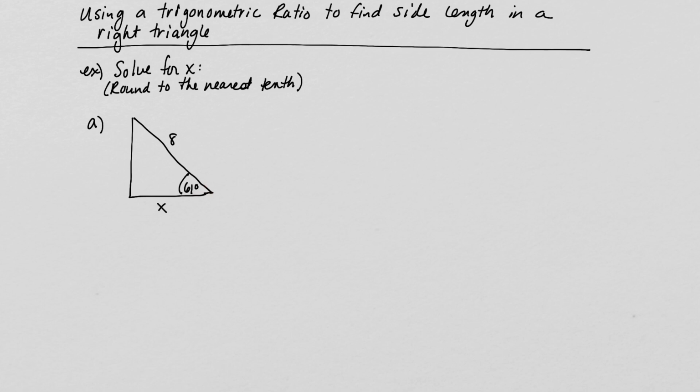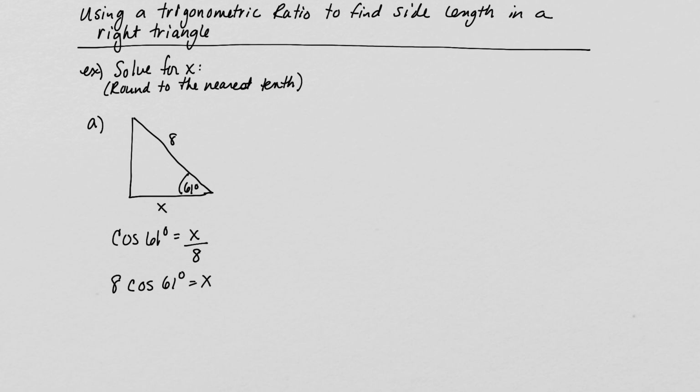So adjacent over hypotenuse is the cosine. So we're looking at the cosine of 61 degrees being equal to the adjacent x over the hypotenuse 8. So I'm trying to solve for x, so if I just multiply 8 up on both sides, we get 8 cosine 61 degrees is equal to x. And then I'm just going to punch that into my calculator.